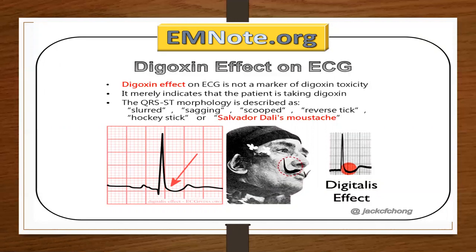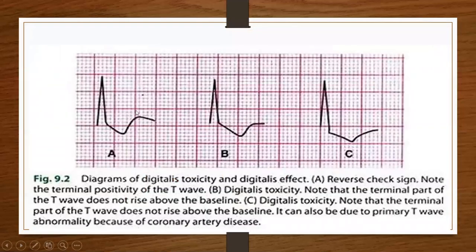This gentleman right here is Salvador Dali, and his mustache is what they've related the look of the digoxin effect on the EKG to. So here we see it kind of looks like an upward check mark. And here's an illustration of what that looks like on your EKG strip.